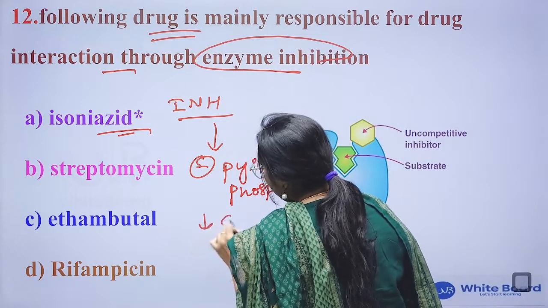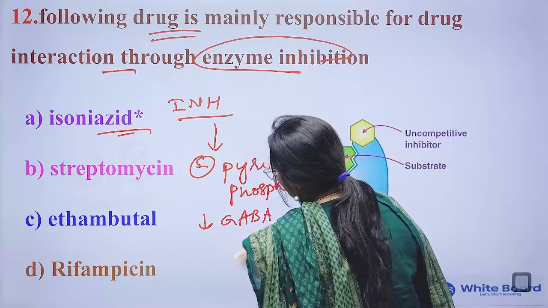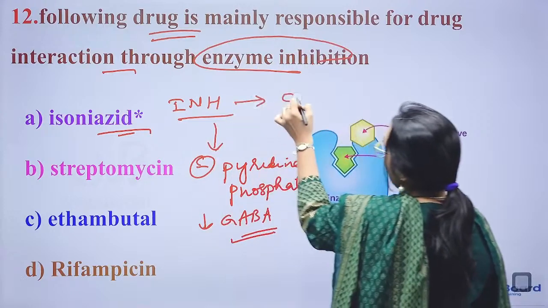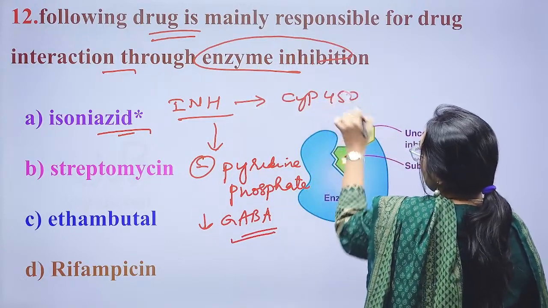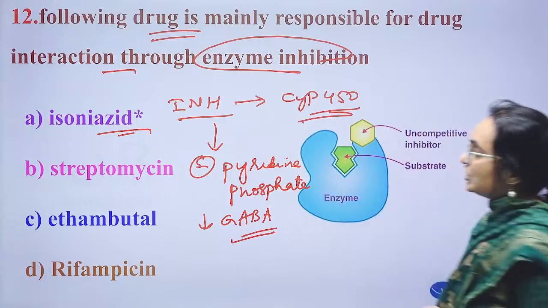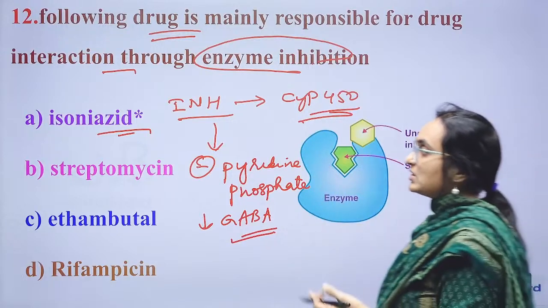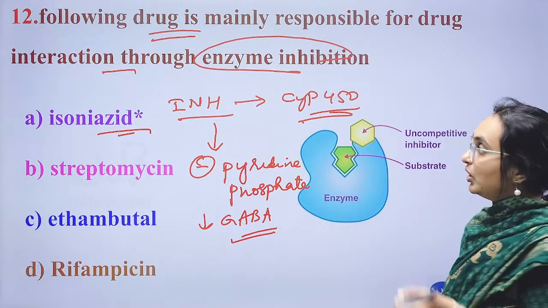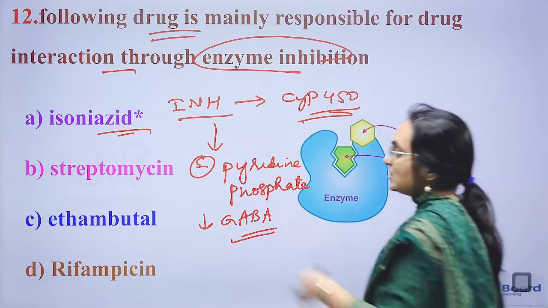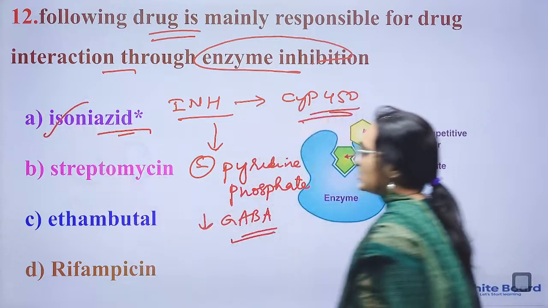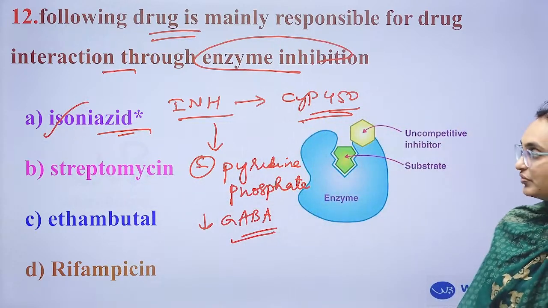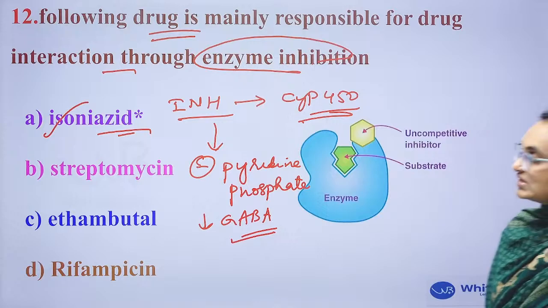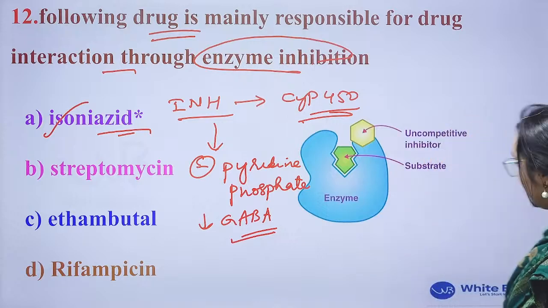This reduces the levels of GABA also. Here this is also an inhibitor of CYP450 enzymes. So, the drug which is showing drug interaction through enzyme inhibition is isoniazid. INH is the drug which inhibits pyridoxine phosphate and also CYP450 enzymes. So, here the answer is A.